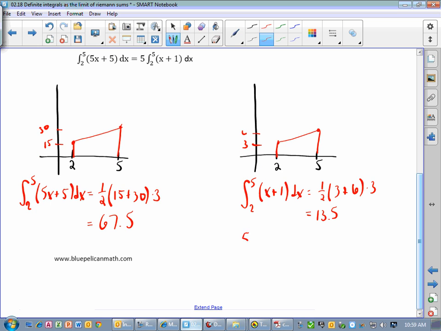So 5 times the integral from 2 to 5 of x plus 1 dx would be 5 times 13.5, which is 67.5. You can take the 5 out. So if there's a common factor, we can factor it out and pull it, and we can migrate it across the integral, bring it out of the integral.